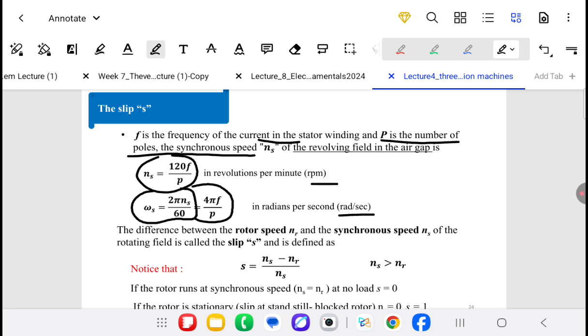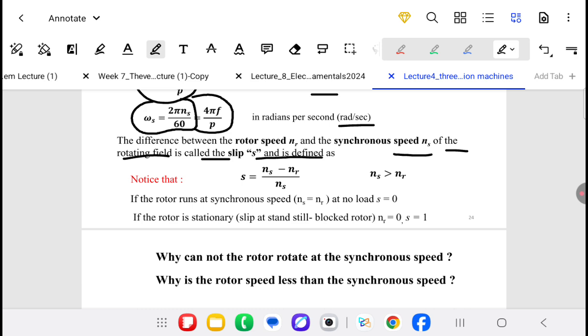The difference between the rotor speed and the synchronous speed of the rotating field is called the slip, or the difference in speed between the rotor and the field. We have slip equals Ns minus N motor, or N rotor, divided by Ns, as a percentage of the synchronous speed, where Ns is always bigger than the rotor speed.